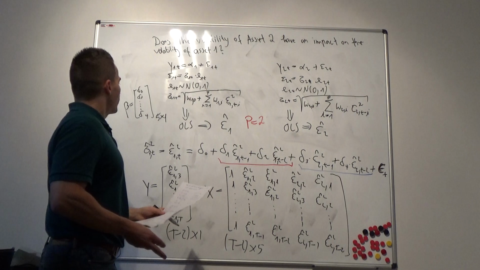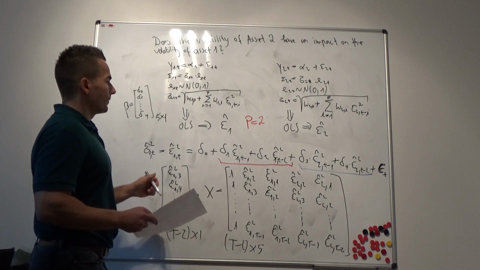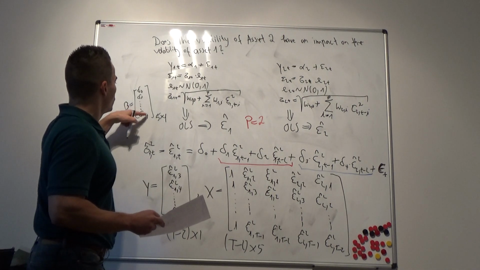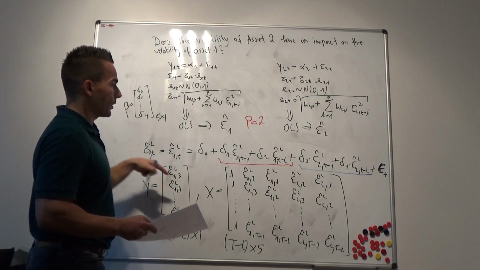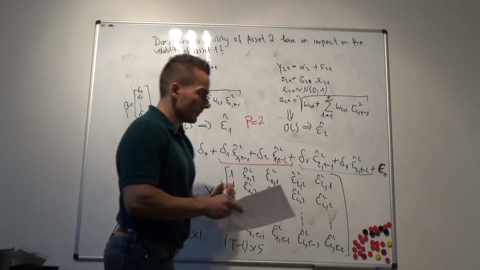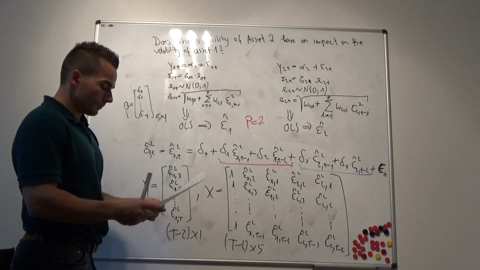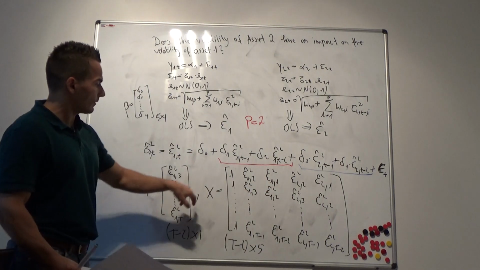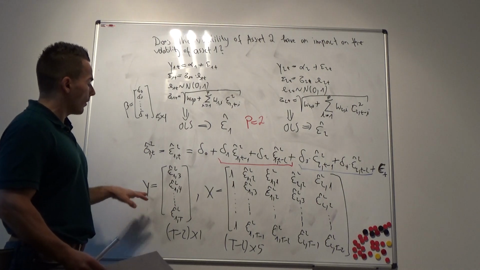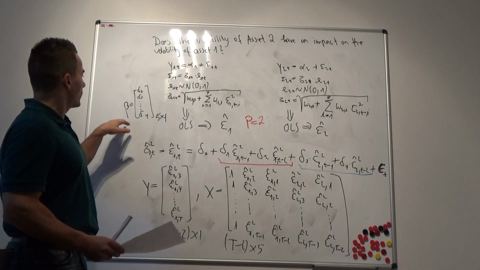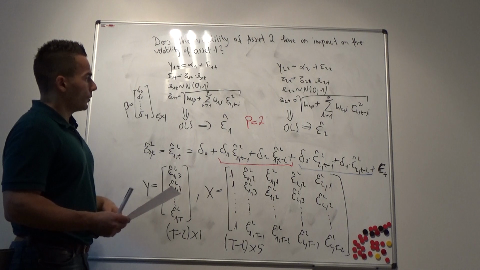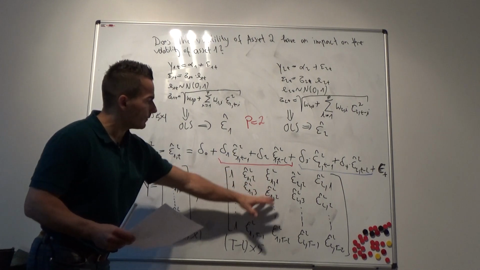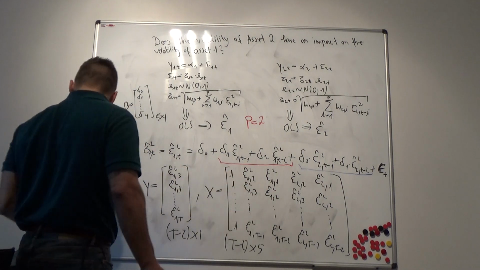Interesting for us are obviously the last two entries here, delta 3 and delta 4. So once we have defined our new Y vector and our X matrix, we know what our beta vector is. We can implement OLS here, given these definitions.